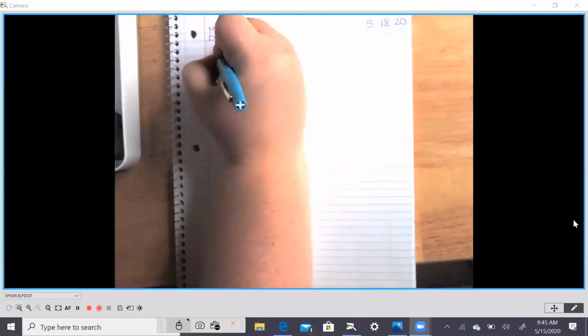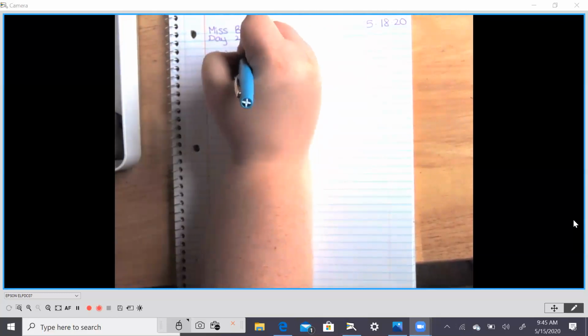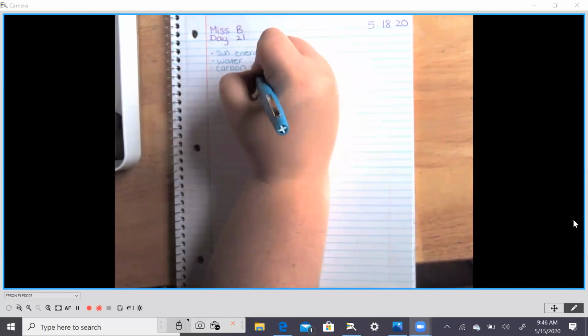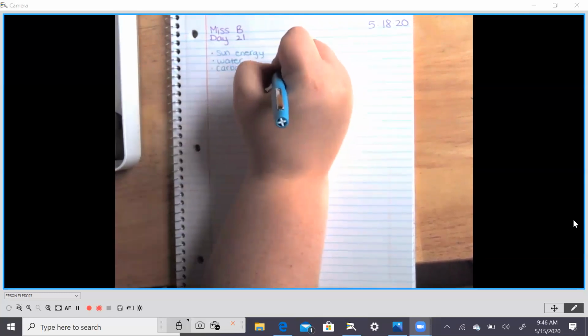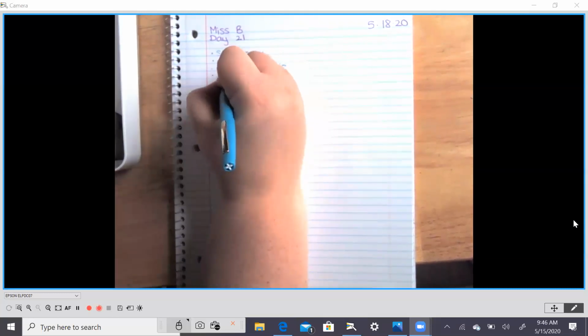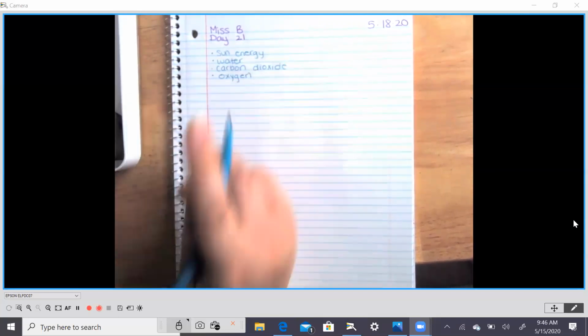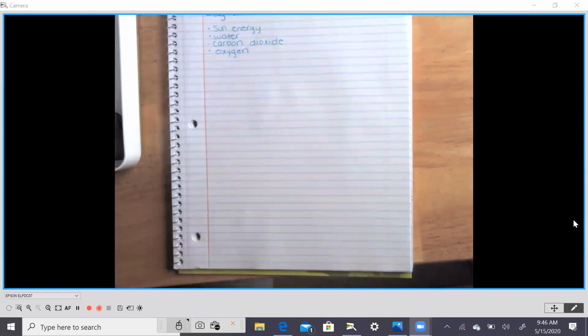All right, so what we are going to do, I am going to make a list, you don't need to do this, of the different pieces that we need to put in our diagram. Okay, so we need sun energy. That's a piece that we talked about. We're going to need to label the water, the carbon dioxide, okay, oxygen, okay. So first thing we're going to do is we are going to draw a plant.